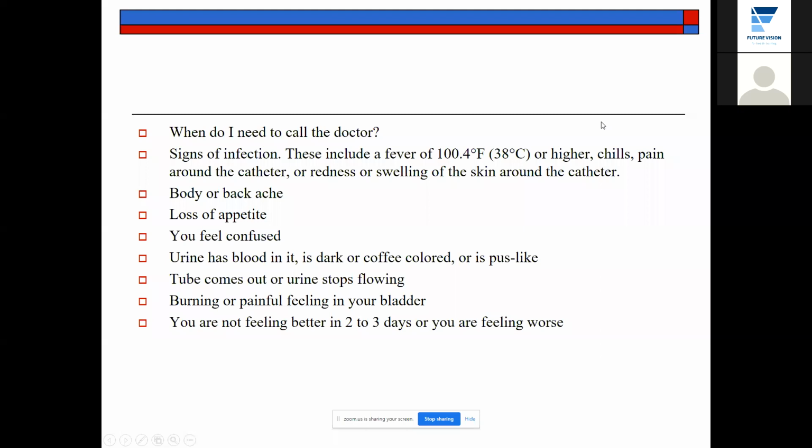Similarly, if a patient has a Foley's catheter, when do you think we need to call a doctor? First, if there is a high temperature. Always, whenever a patient in the hospital has a high temperature, we will think about the Foley's catheter infection. We start with the Foley's catheter story or the infection, since he has a high temperature of 40 degrees.